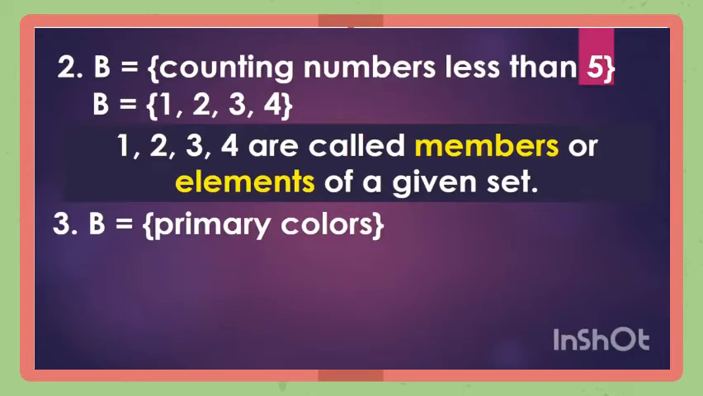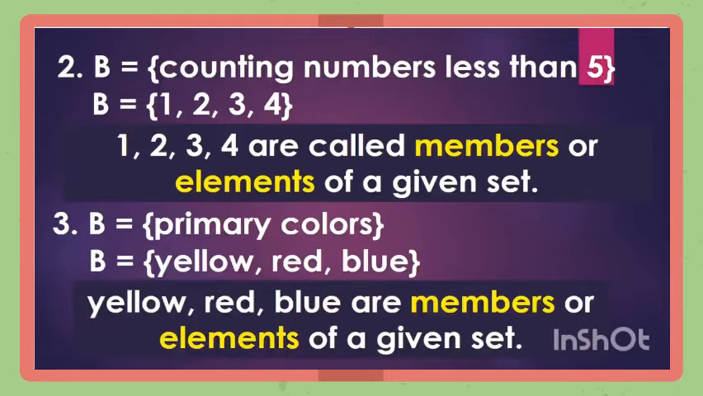Next, set B is a set of primary colors. So ano-ano ba yung mga primary colors? We have yellow, red, blue. So itong yellow, red, and blue are the elements of set B, which is the set of primary colors.